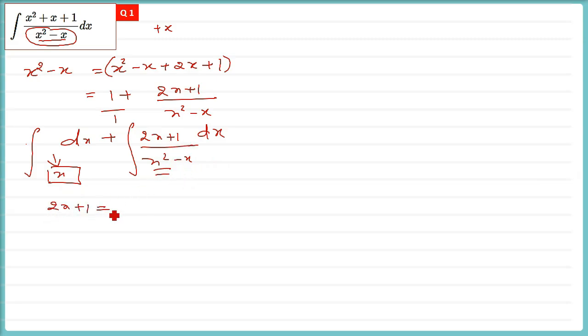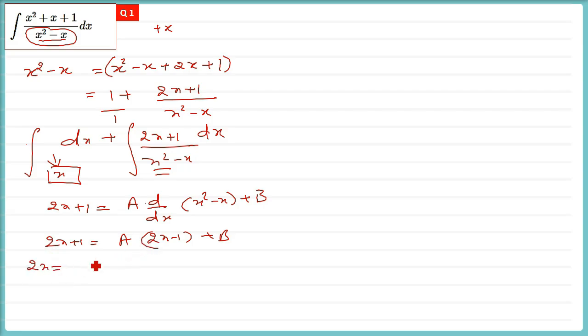2x plus 1 has to be represented in the differentiation form of the denominator, that is a into d by dx of x square minus x plus some constant b, so that we can separate 2x plus 1 also into two easily integrable terms. The differentiation of x square minus x is 2x minus 1. Now compare the similar terms. a into 2x is 2ax, which will be equal to 2x. If we compare the constant terms, b minus a is 1. So a is 1 from the first one and b is going to be 2.